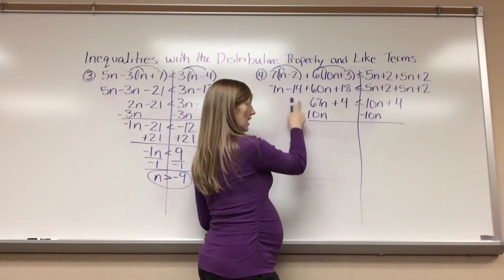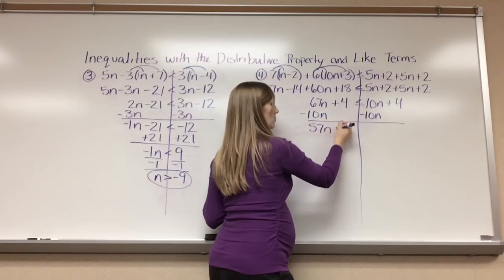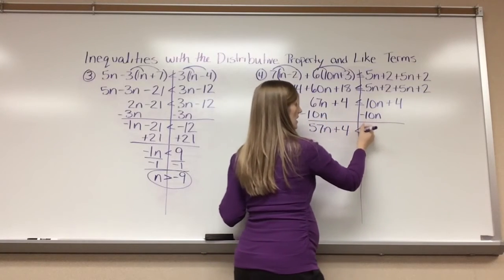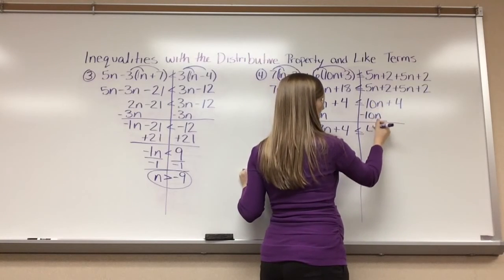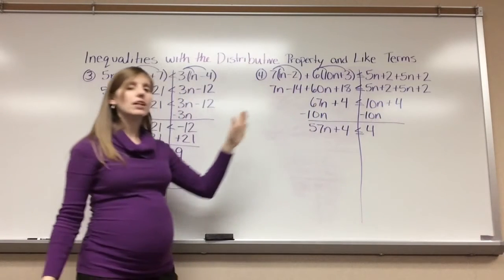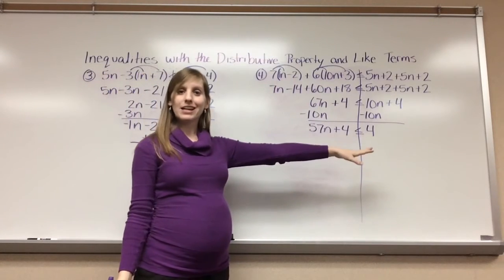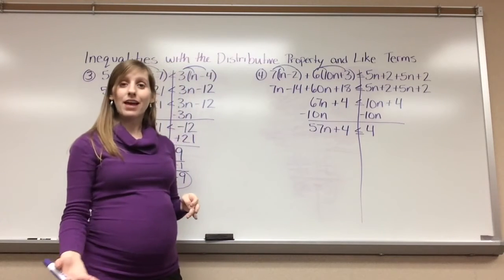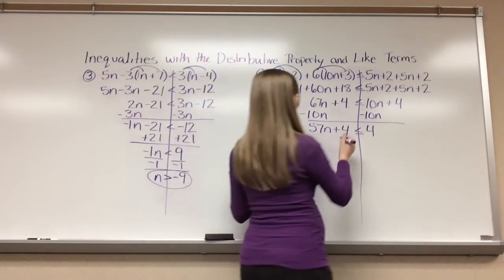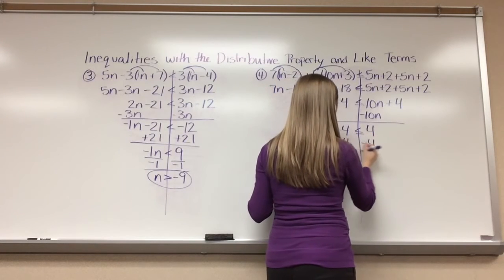So 67n minus 10n is 57n plus 4 is less than or equal to, the 10n's cancel, so I'm left with 4. Once all of your letters are on the left-hand side of the inequality, move the numbers to the right-hand side, which means cancel out the plus 4. So the opposite of adding 4 would be subtract 4.